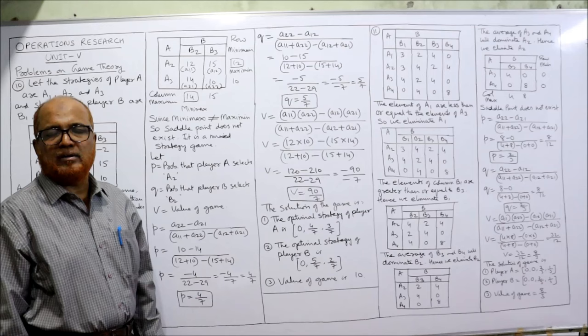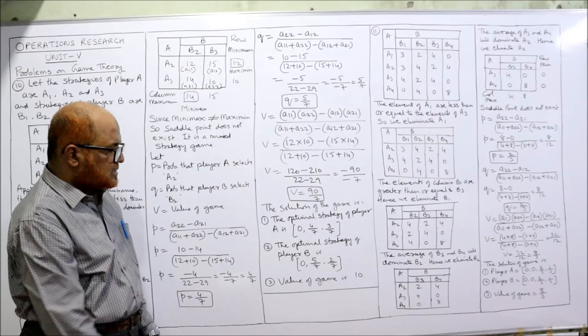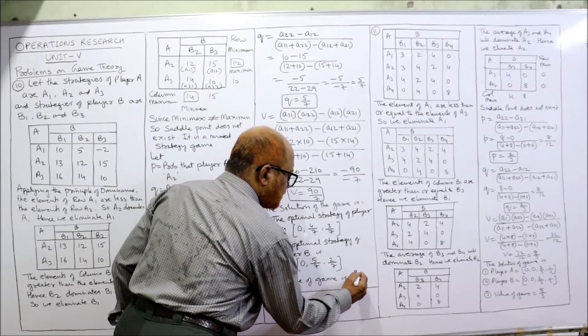1 minus 5/7 is 2/7. So 7 minus 5 is 2, giving 2/7. This is the probability that player B will select B3. Right? The value of the game is 90/7, not 10. That's all. This is the end of problem number 10.